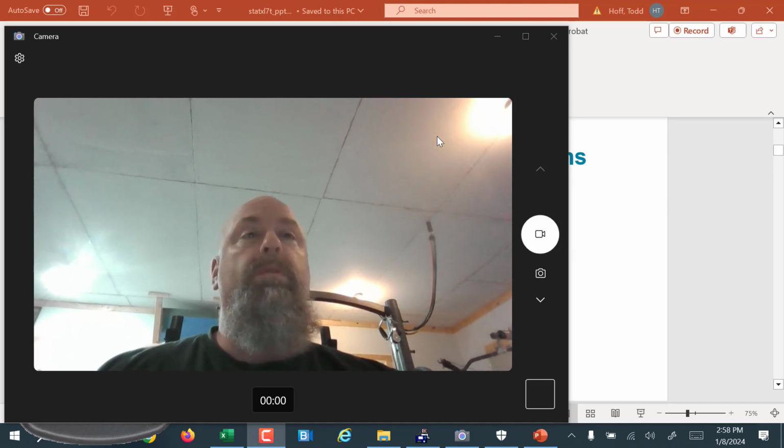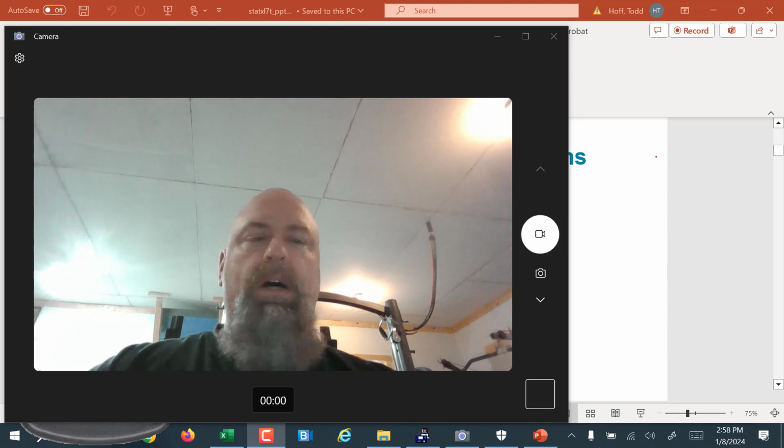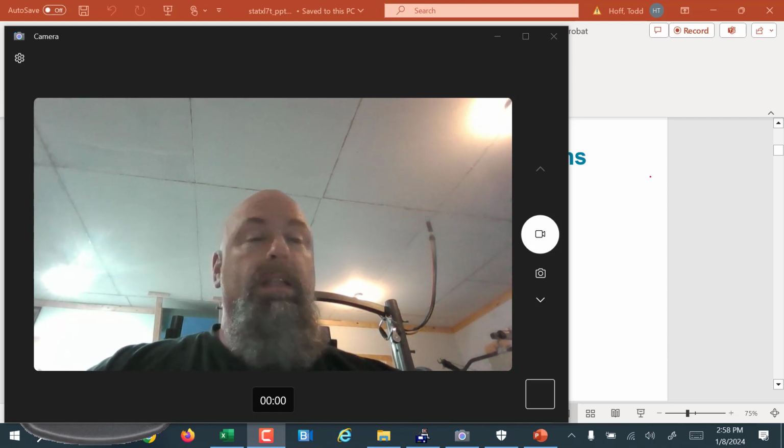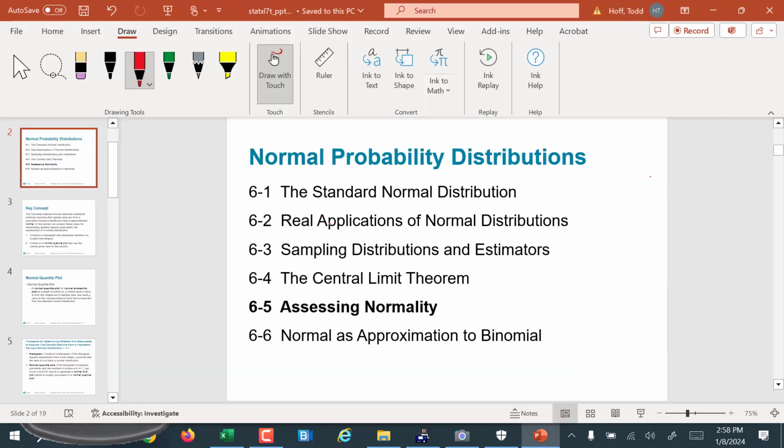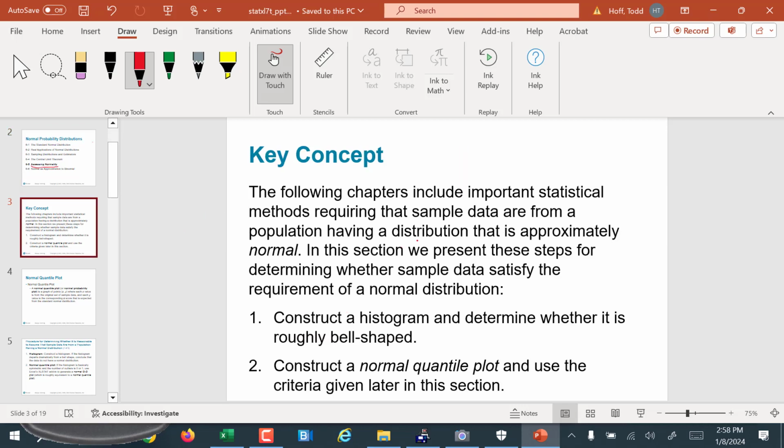Hello again. So for the rest of week 8 here, we're going to finish off chapter 6, dealing with normally distributed data and sampling distribution some more. And this section talks about assessing normality. Many of the things we've done so far require that a data set be normally distributed or approximately normally distributed. So to figure that out, we first need to define what it means to be normally distributed. Well, that means to have that bell-shaped curve.